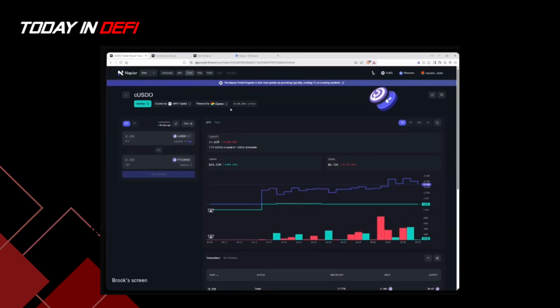It means that with the help of Napier, the pool is integrated with Curve. So the liquidity pool is already live on Curve. You can not only provide liquidity on Napier, you can also provide liquidity directly on Curve. And the gauge for this is also live.